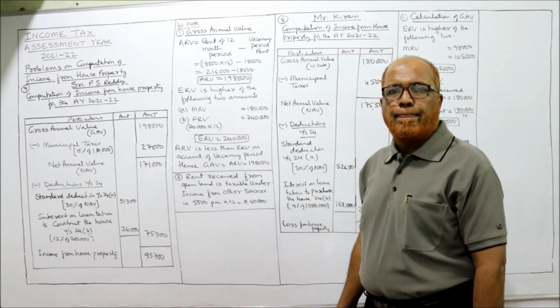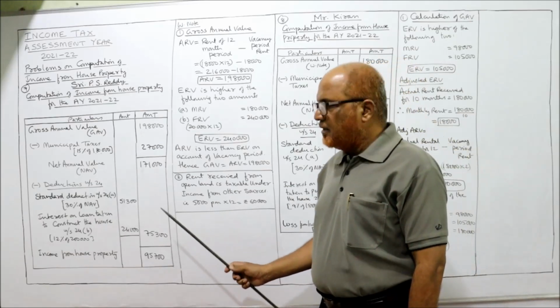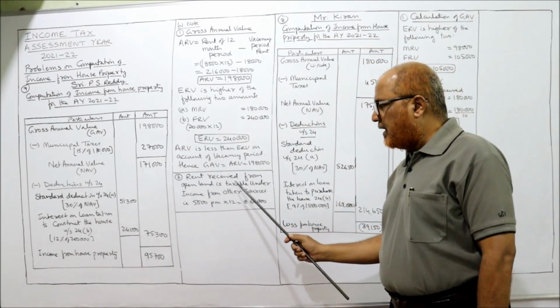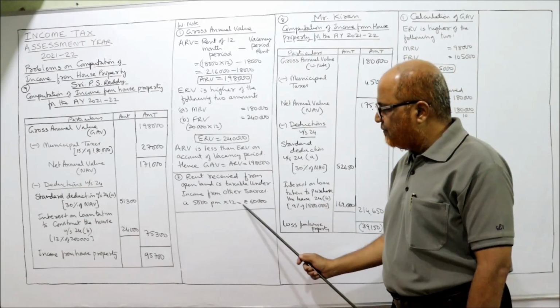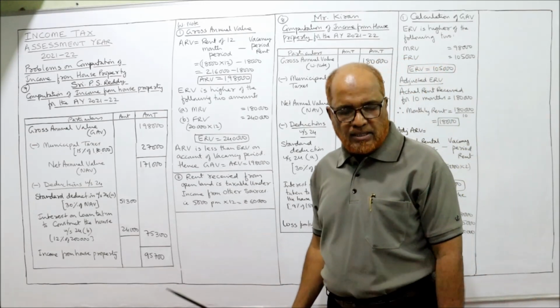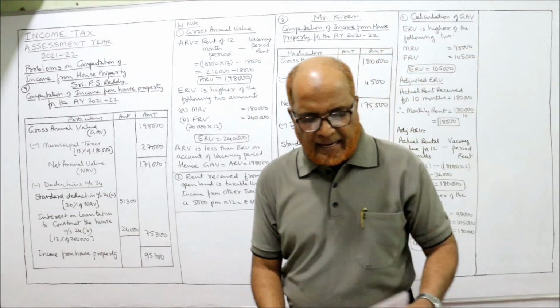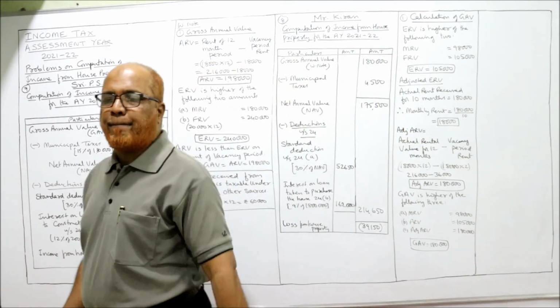That's it. And rent from open land. Rent received from open land is taxable under income from other sources. It is 5,000 per month into 12, 60,000. That's all. So this is the end of problem number 7.